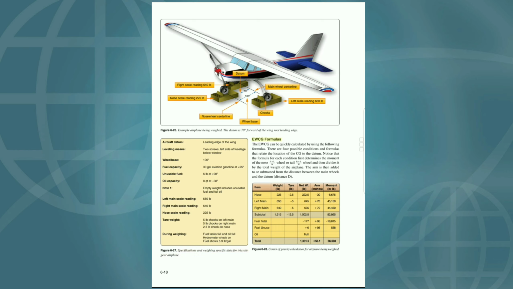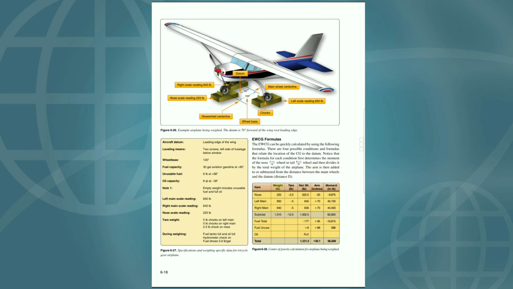CG formulas. The CG can be quickly calculated by using the following formulas. There are 4 possible conditions and formulas that relate the location of the CG to the datum. Notice that the formula for each condition first determines the moment, F times L of the nose wheel or R times L of the tail wheel, and then divides it by the total weight of the airplane. The arm is then added to, or subtracted from, the distance between the main wheels and the datum, distance D.